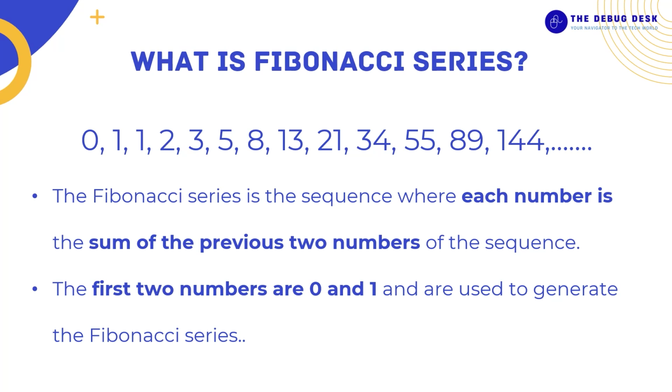So Fibonacci series is a sequence where each next term is the sum of the previous two terms. The default two terms are 0 and 1. So that way the series goes on like 0, 1, 1, 2, 3, 5, 8 and so on.